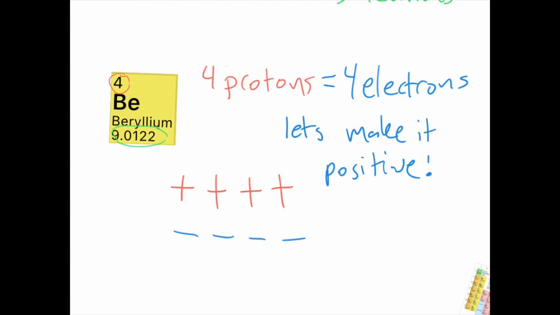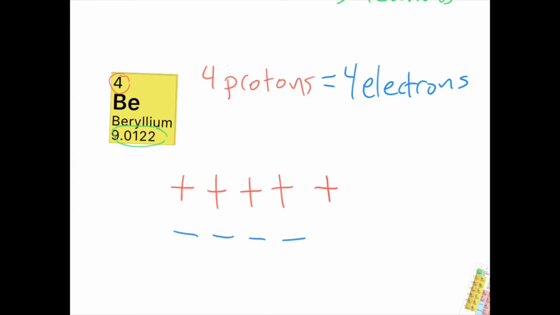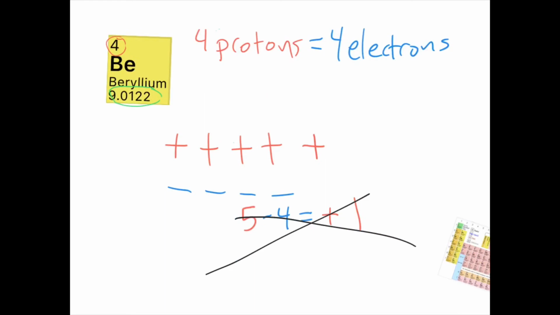What would we need to do in order to make it positive and not neutral? First, let's try adding an extra proton to have 5 protons in total. Now we have a positive charge. If we subtract the number of electrons from the number of protons, we get plus 1, which is a positive charge. Unfortunately, we cannot change the number of protons.